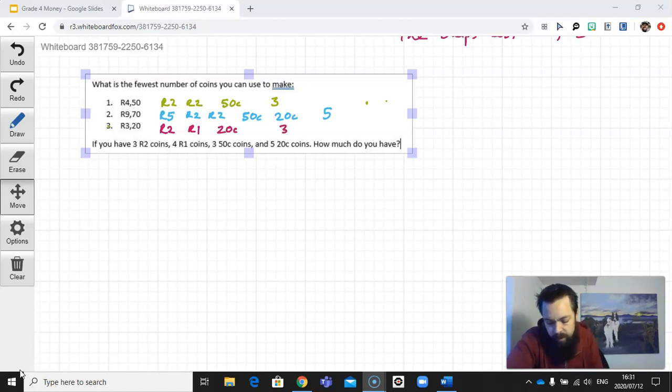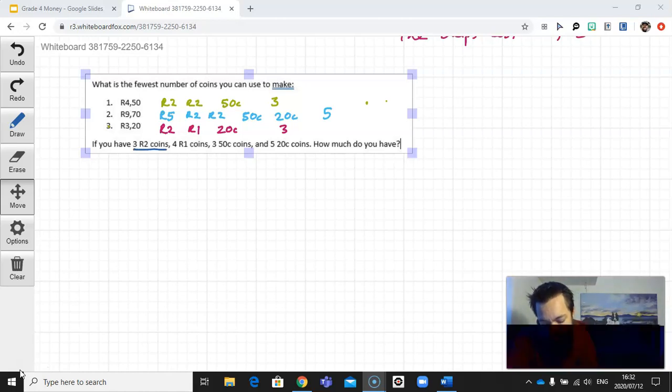Okay. You also get questions like this. If you have 3 2 Rand coins, 4 1 Rand coins, 3 50 cent coins, and 5 20 cent coins, how much do you have? The way you're going to work that out is by working out each of these sets individually. So 3 2 Rand coins, 2, 4, 6, so that's worth 6 Rand. 4 1 Rand coins, 1, 2, 3, 4, so that's worth 4 Rand.